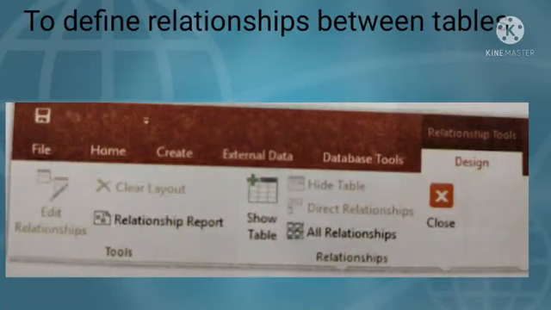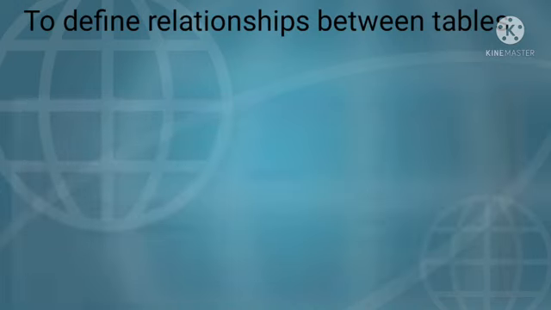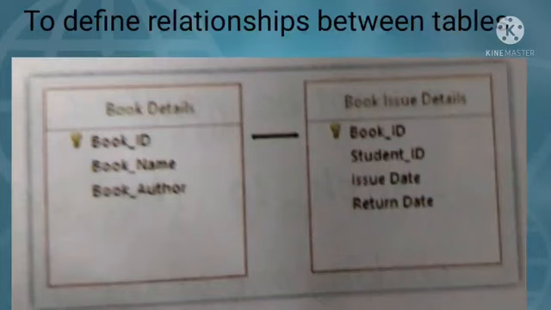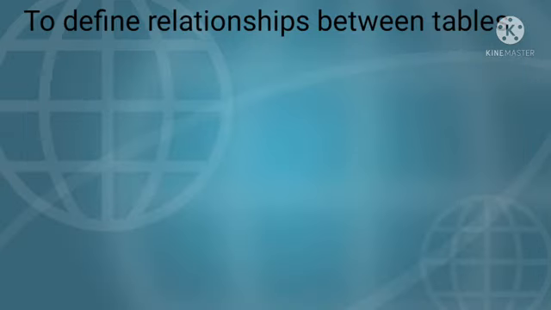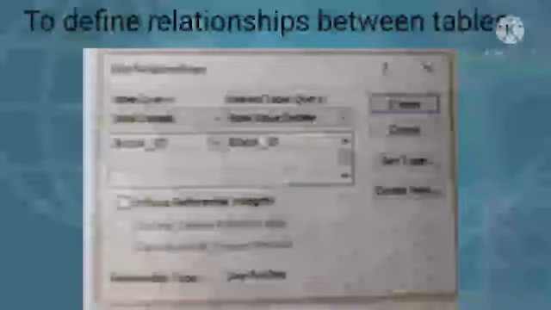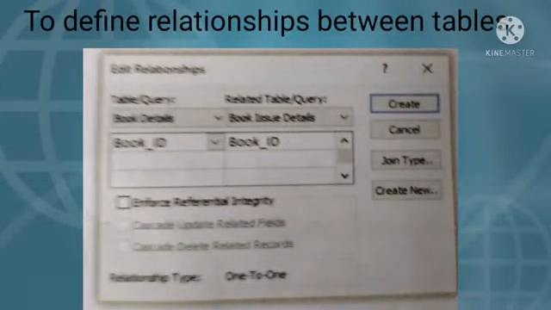Define relationships between tables. First, select the names of the tables you want to relate and then click Add. Second, drag the field that you want to relate from one table to the related field in the other table. Third, the Edit Relationships dialog box is displayed. Check the names displayed in the two columns to ensure that they are correct. If you select the Book ID, you have to check in the dialog box whether it is correct or not.